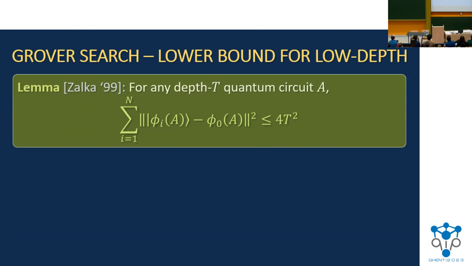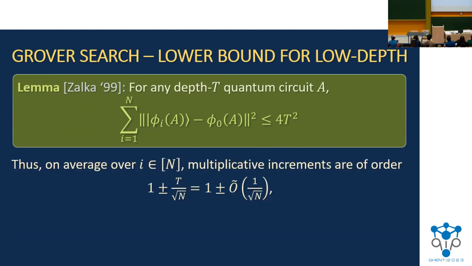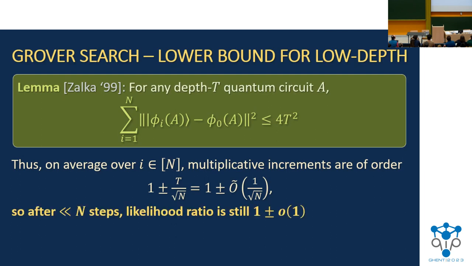Okay, and what that tells us is that the variance is at most t squared over n, which means on average the multiplicative jumps are 1 plus or minus t over root n. Remember, t is some logarithmically large quantity, so this is morally something like 1 plus or minus 1 over root n, which means after roughly n steps, the likelihood ratio is still going to be 1 plus or minus little o of 1. Okay, so that's the whole proof.